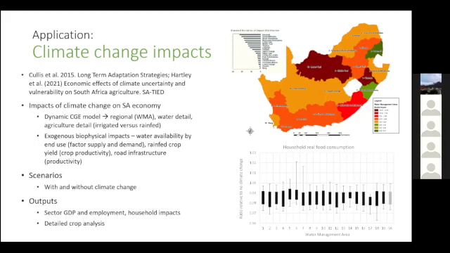So the scenarios that were considered in the paper were scenarios looking at the impacts of climate change. So we had scenarios with and without climate change. And then some of the outputs that came from the study were impacts on sector GDP and employment, and household impacts. And these were also done at the regional, water management level. So you can see that from the top right-hand graph. And what the bottom graph shows us is how household real food consumption can change because of impacts of climate change. And again, this is by region.